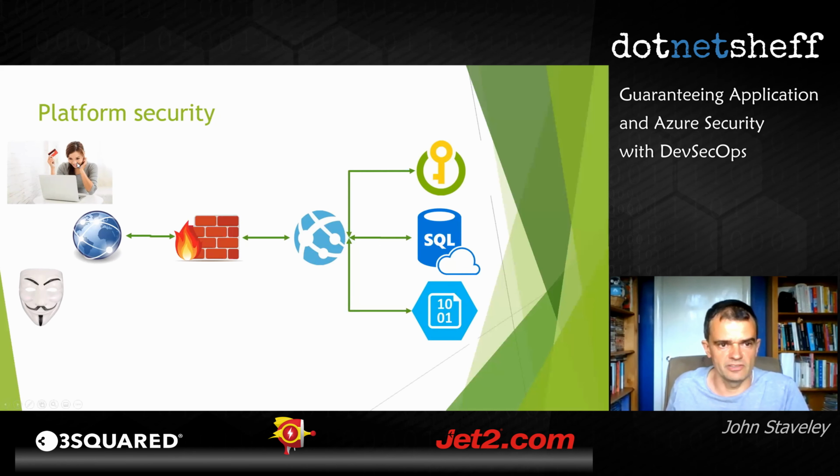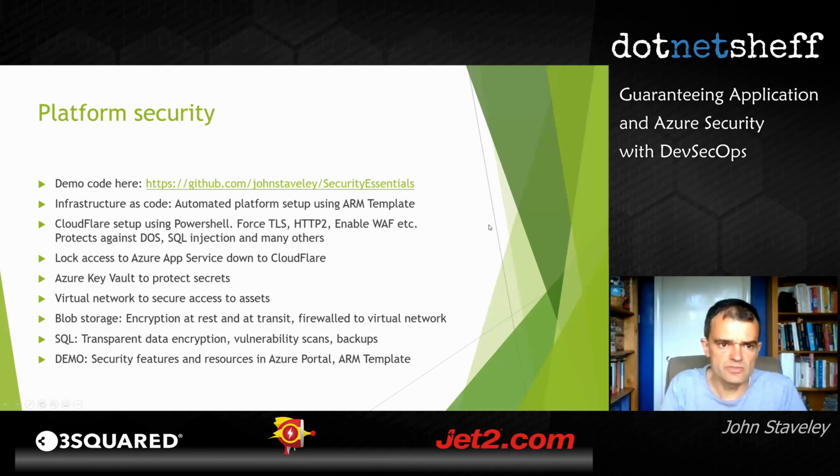And you've got your happy customer trying to spend money with you and your nefarious actor who's trying to steal your secrets. So that's what we're going to deploy in terms of platform, with the Security Essentials project deployed on top of it. So all of the demo code's there. It uses infrastructure as code. So that's done mostly using an ARM template and some PowerShell. All of the Cloudflare setup's done using PowerShell.